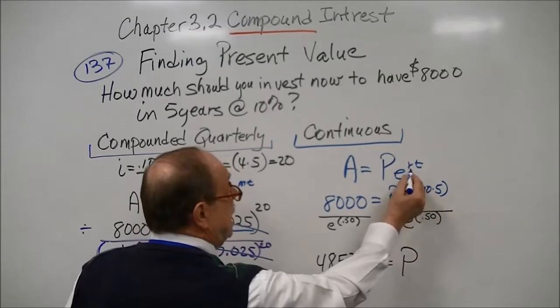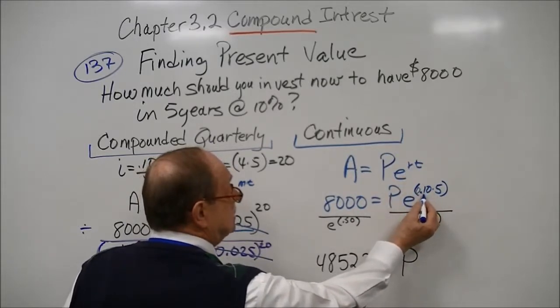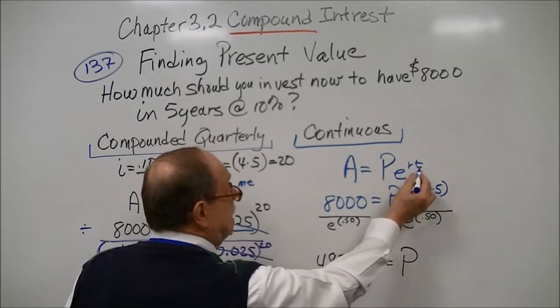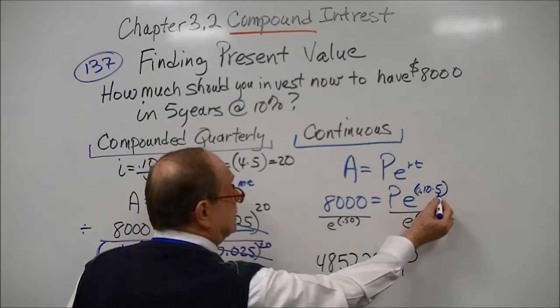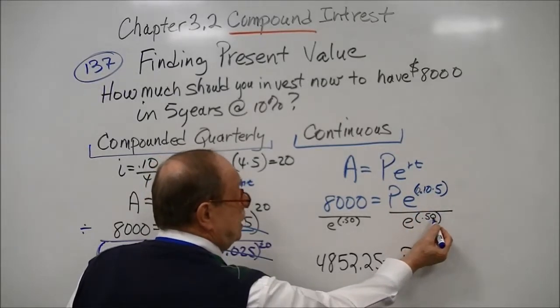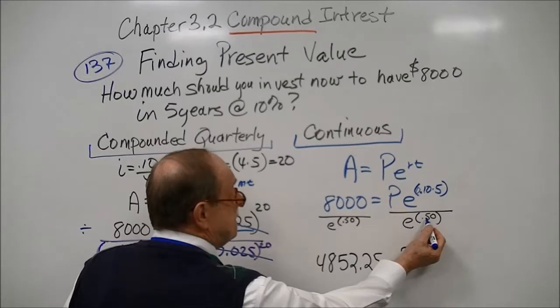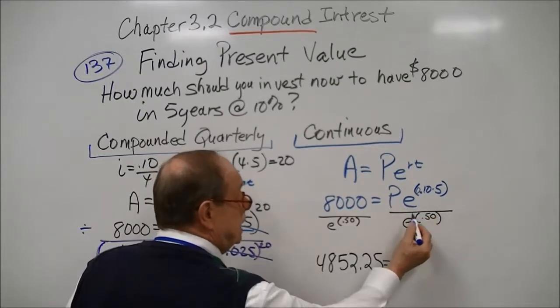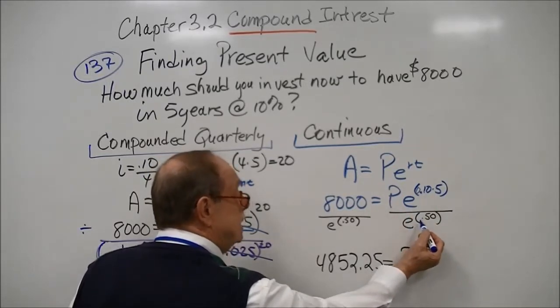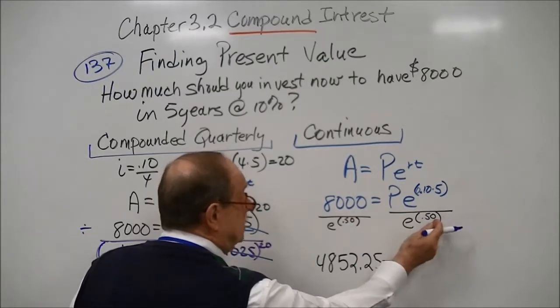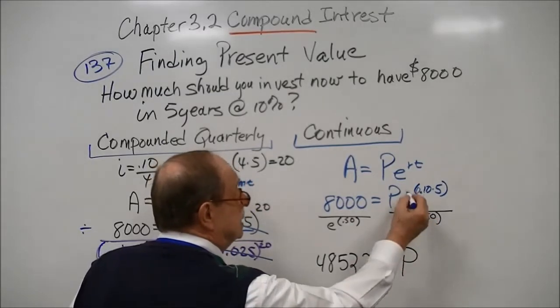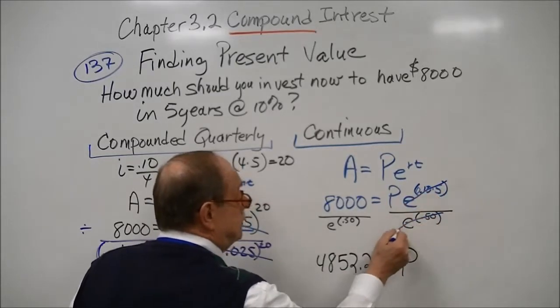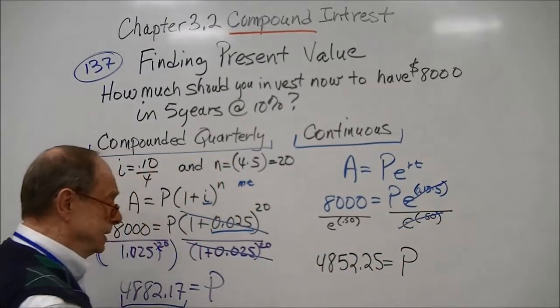And we're going to have the rate of 10% times the time of 5 years, which actually gives you 0.5. So I'm going to divide again both sides by e raised to the power of 0.5. You don't need to put the 0 in there. So this part cancels out, and then I'm left with this on this side.